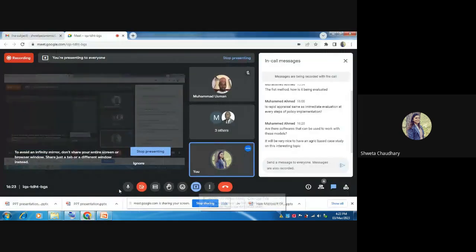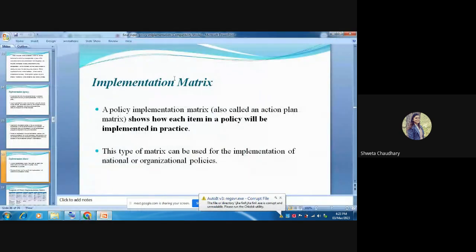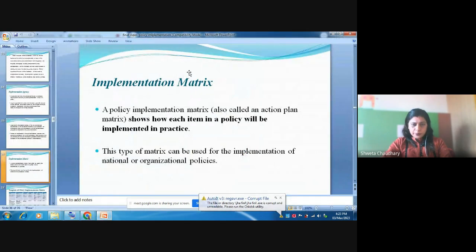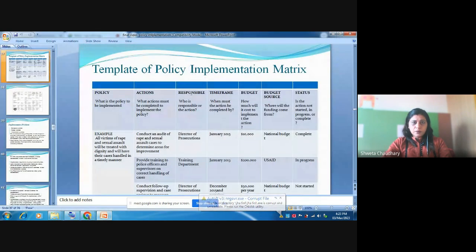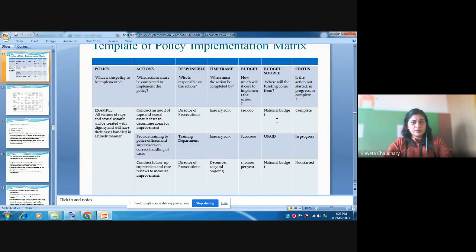Implementation metrics is just an action plan. What you are doing, if you are doing something, what are the actions taken by which department, who is responsible for it, what time is given, what budget source, and what is the status. This is very important.